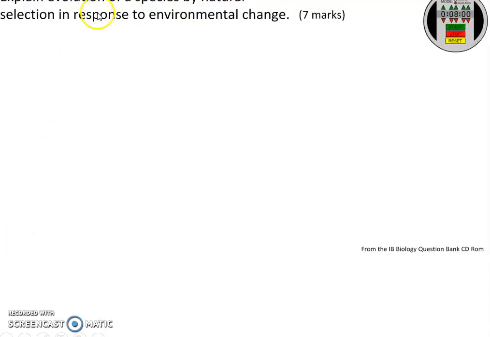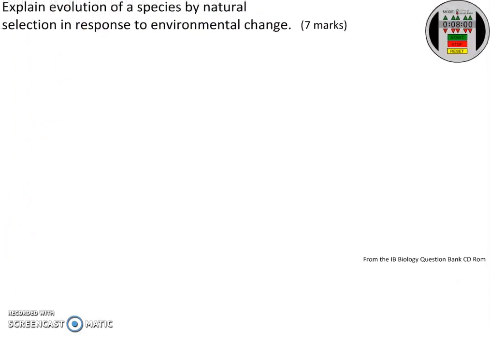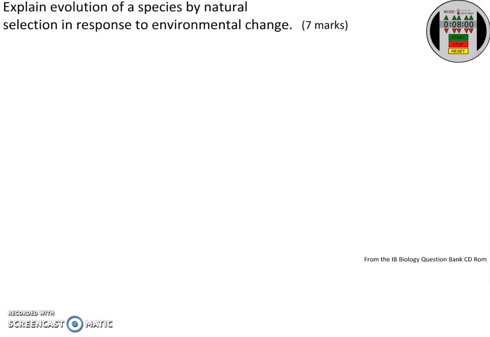So what I'd like you to do is explain evolution of a species by natural selection in response to an environmental change. So basically see if you can answer this question and try to make sure that you have 7 marks in your answer. And then we'll go over that when you get to class.